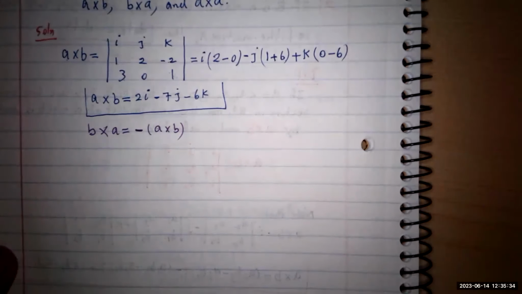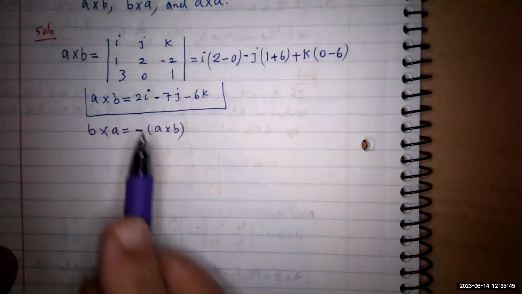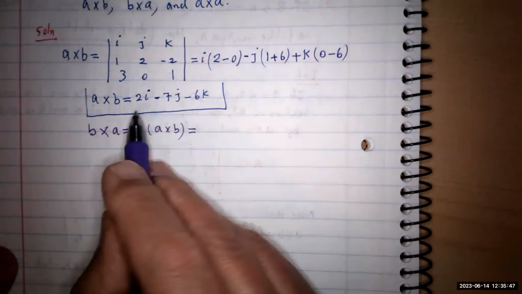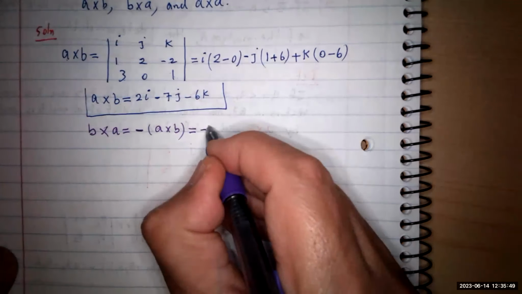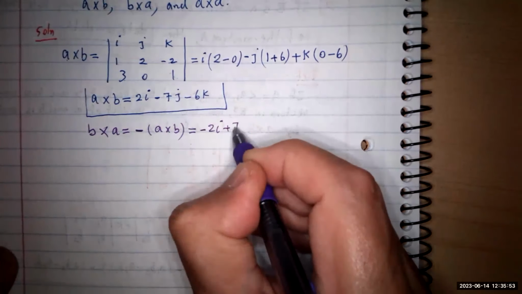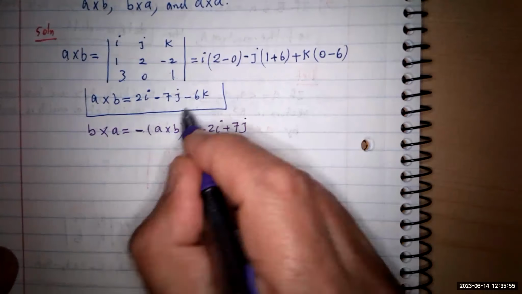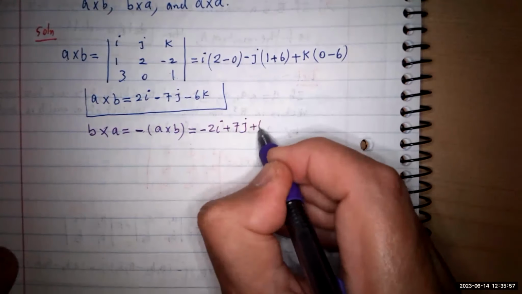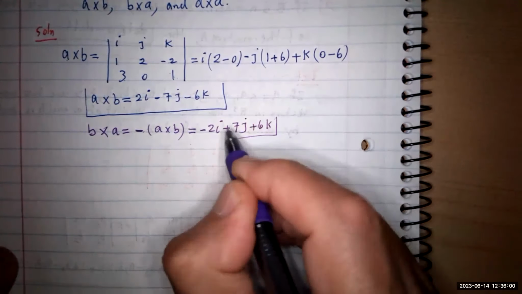Because we talk about it, the determinant of a matrix: if you interchange two rows of a matrix, the determinant of the result is the opposite of the other one. So this simply would be negative 2i, negative, negative, positive, plus 7j, negative, negative, positive, plus 6k. So that would be B cross A.